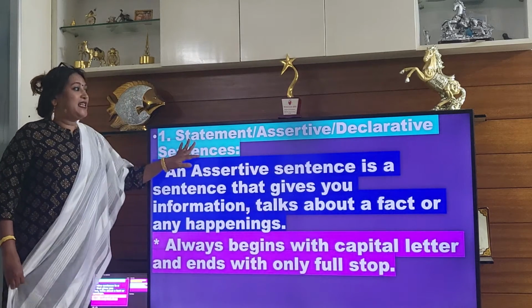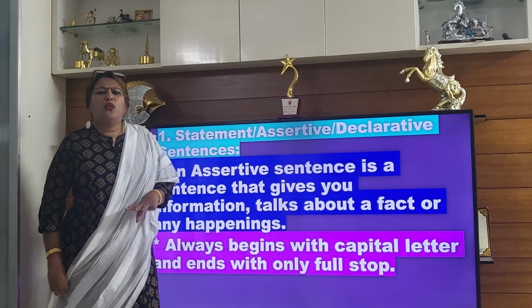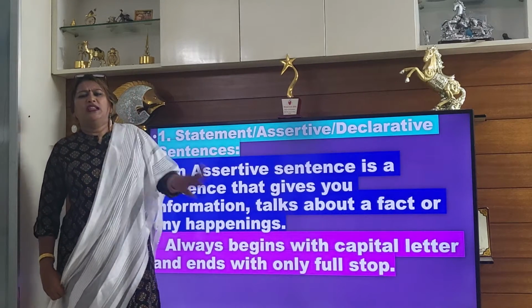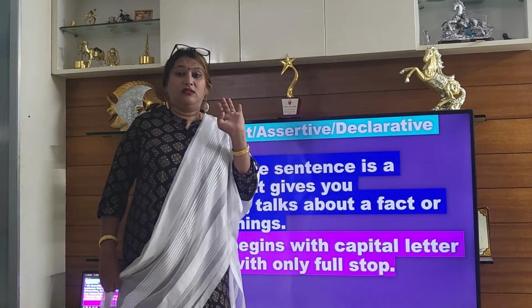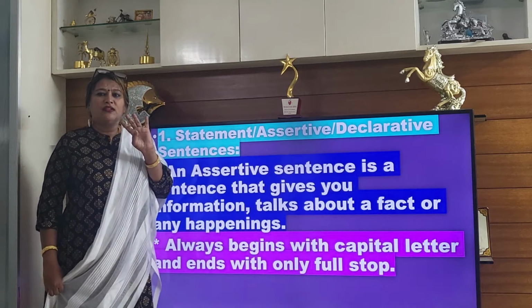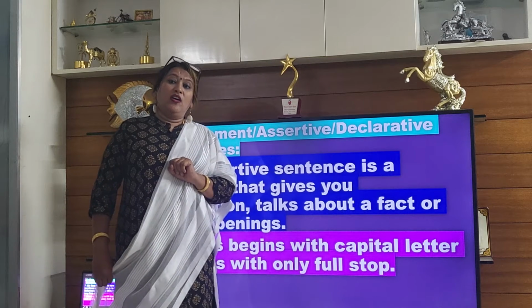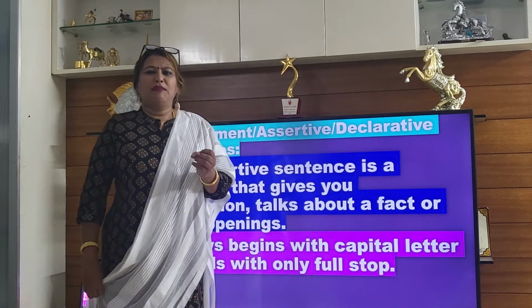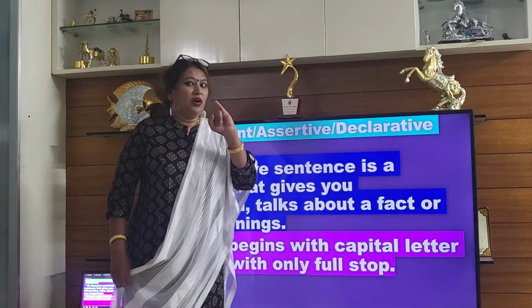Okay. Now see, assertive, declarative or statement sentence. Only one thing you should remember. They always give information. Or they talk about the fact. Or they talk about something, some of the happenings. Okay? 3 things you should remember.